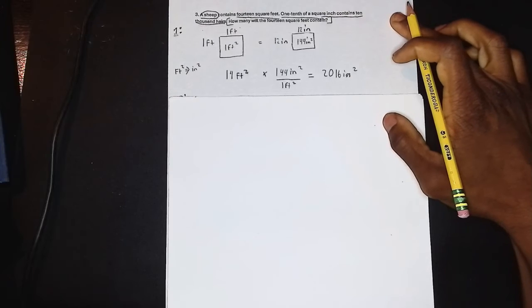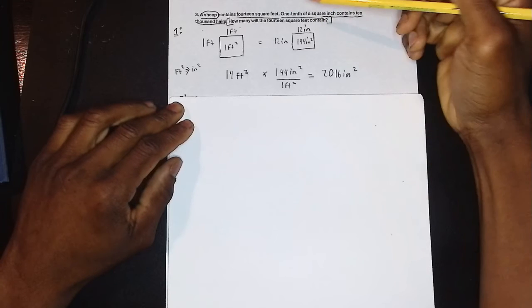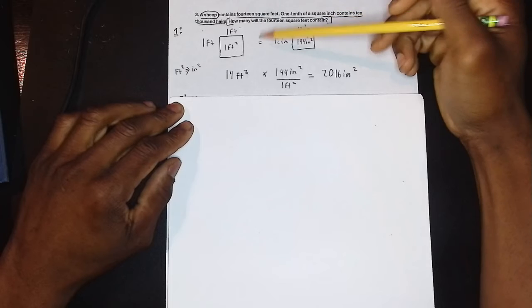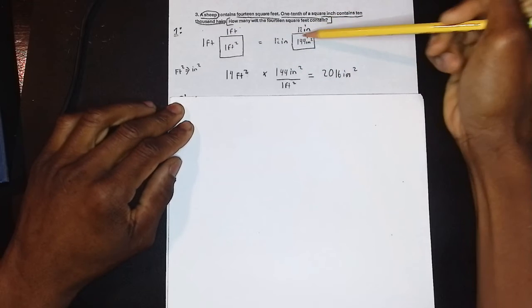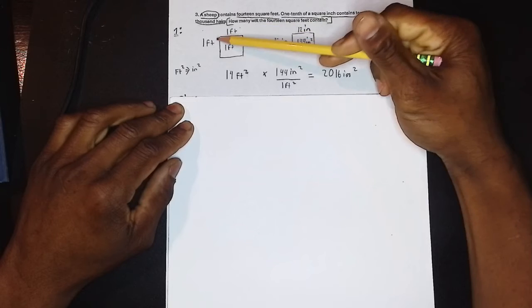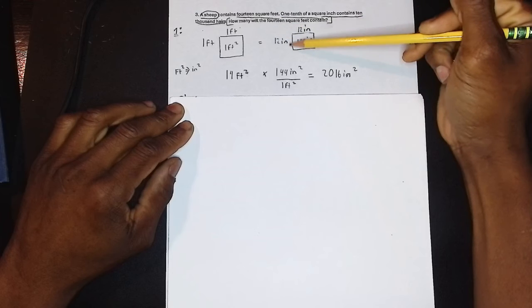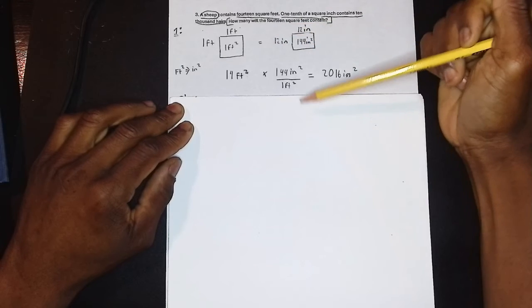First step, we're going to convert from our square feet into square inches. We have 1 square foot is equivalent to 144 square inches. We convert feet to inches: 1 foot is 12 inches, and multiply 12 by 12, we get 144.